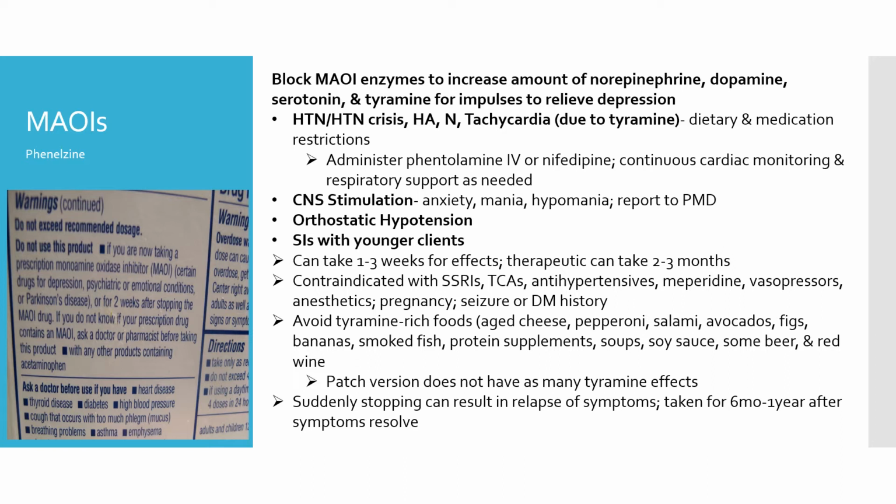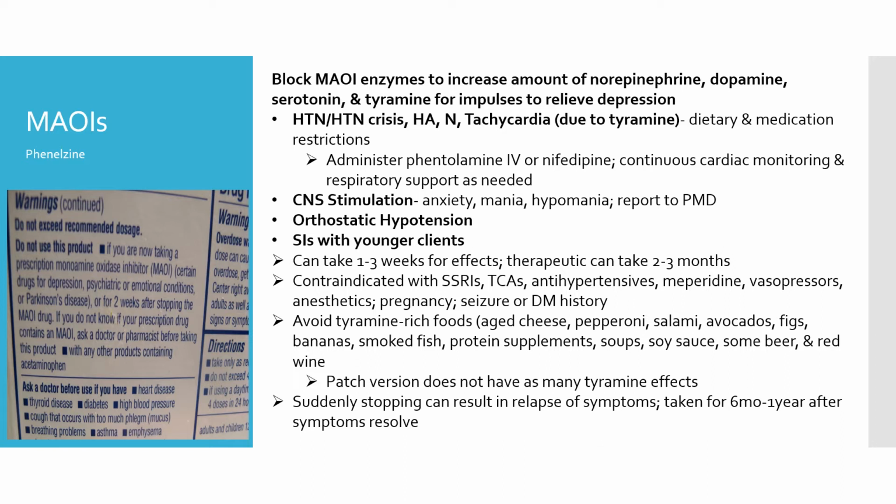It may take 1 to 3 weeks for their effect, and therapeutic effects can take 2 to 3 months. Contraindicated with SSRIs, tricyclic antidepressants, antihypertensives, meperidine, vasopressors, anesthetics, pregnancy, seizure or diabetic history, which is like everything that we've already discussed. These don't play well with others. They don't like to share. So avoiding tyramine-rich food.